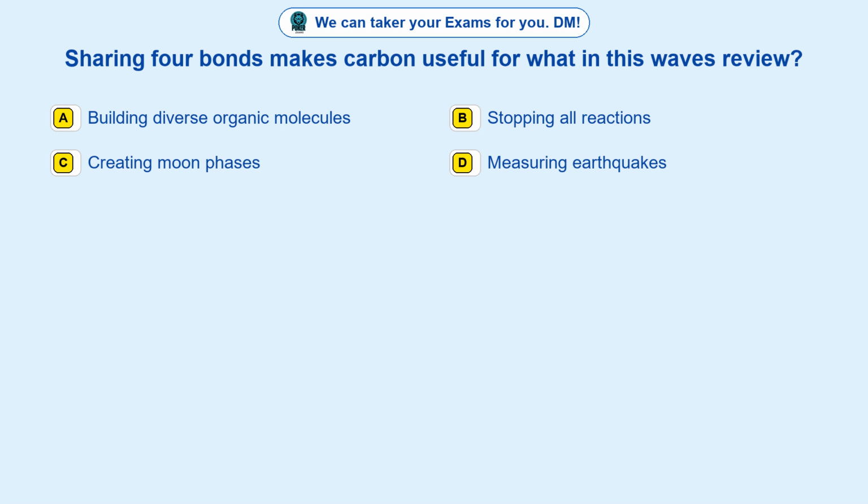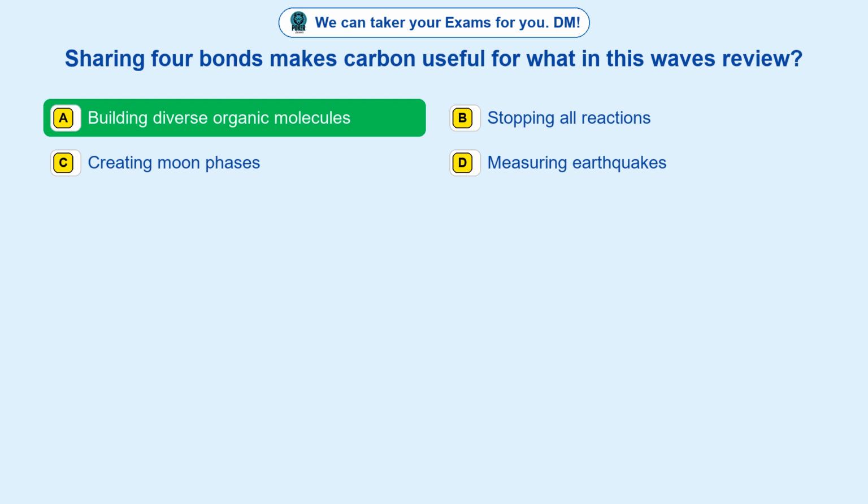Question 52. Sharing 4 bonds makes carbon useful for what in this waves review? Option A, building diverse organic molecules. Option B, stopping all reactions. Option C, creating moon phases. Option D, measuring earthquakes. The correct answer is option A.